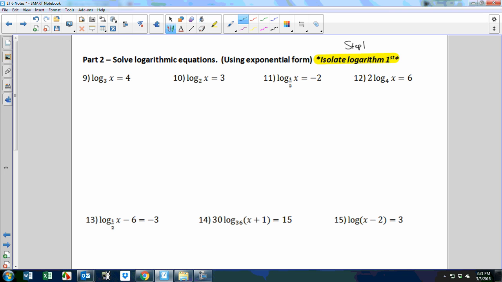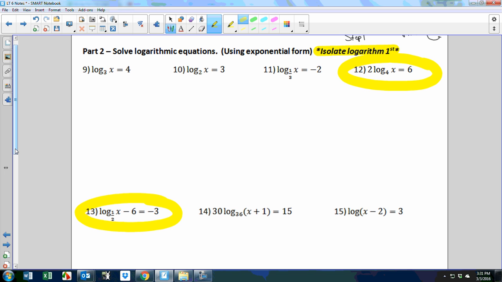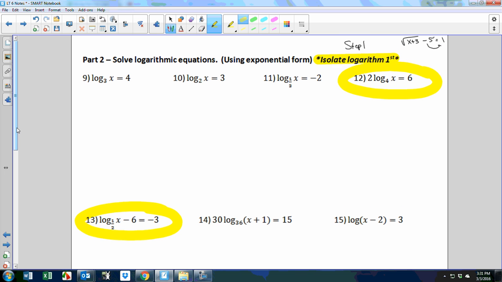So isolate the logarithm. I'll remind you when you're solving something like square root of x plus 3 minus 5 equals 1, your first step is to add 5, isolate the radical. So in number 12, and in number 13, they illustrate where the logarithm's not by itself. So you have a step to isolate that. In number 12, the 2 is connected to log with multiplication, so divide by 2 to both sides. Log base 4 of x equals 3.